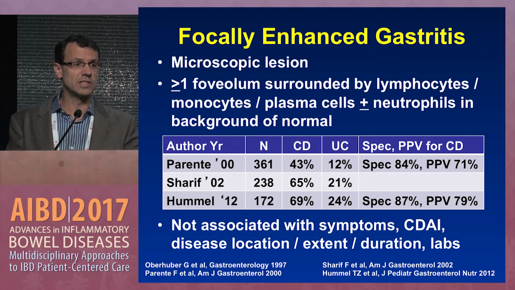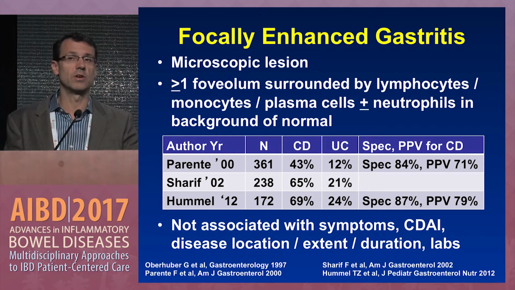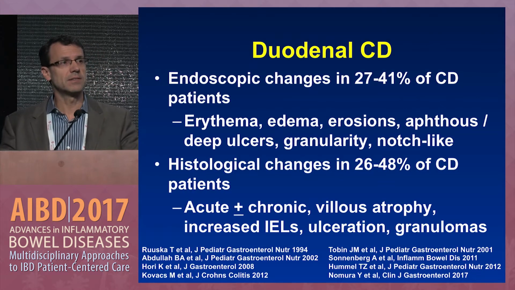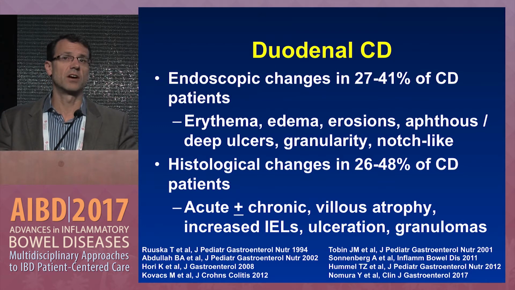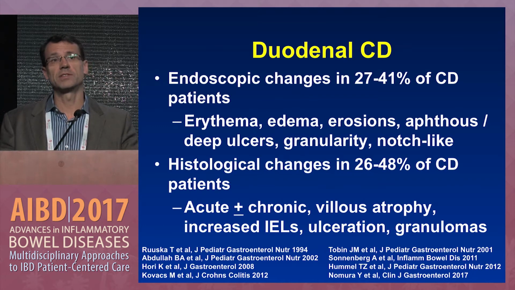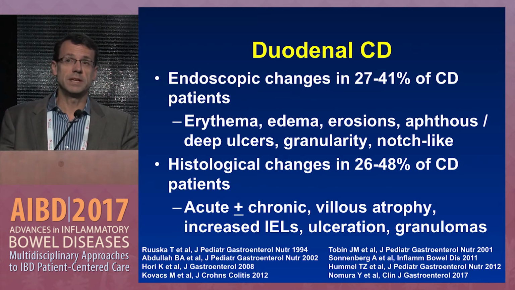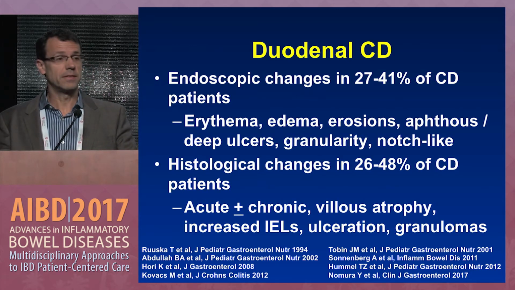And it turns out this lesion is not associated with symptoms, CDAI scores, disease location, extent, or duration, or laboratory test results. So again, as is the case with gastric disease, patients with Crohn's disease can also have endoscopic and/or histological changes in their duodenum. That doesn't necessarily mean that they have Crohn's disease there.